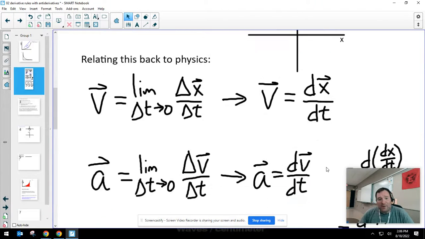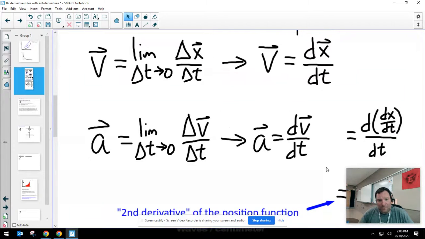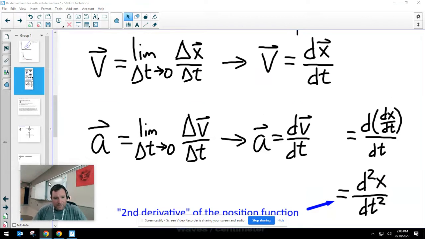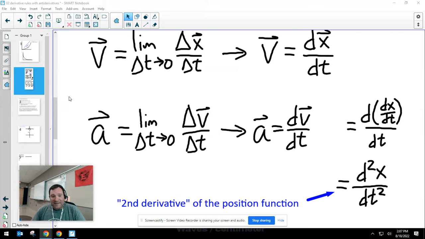So we could take the same reasoning and think about acceleration. And thinking about acceleration as the slope of the velocity versus time graph, we could think about acceleration as the limit as delta t approaches zero of delta v over delta t, which we could rewrite as acceleration equals dv divided by dt.